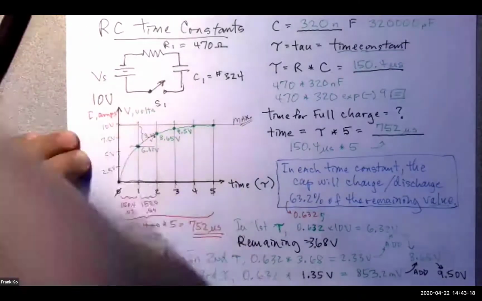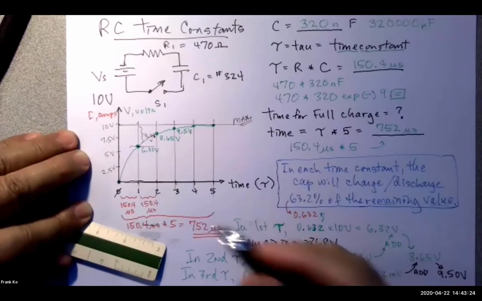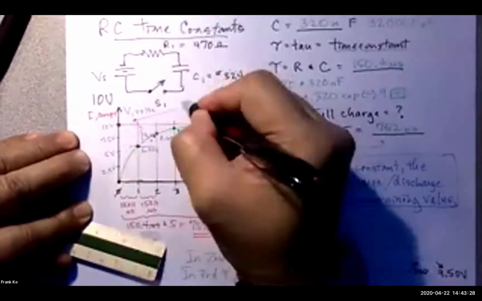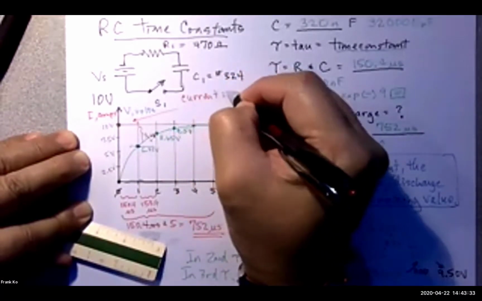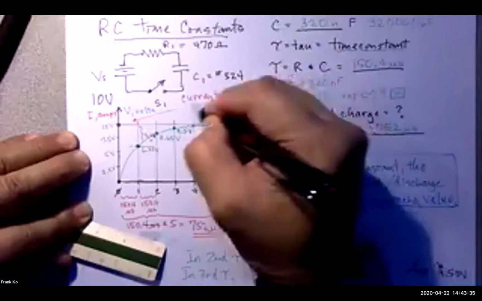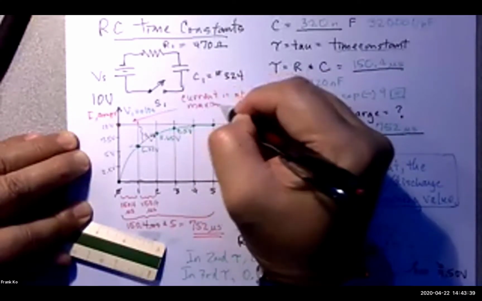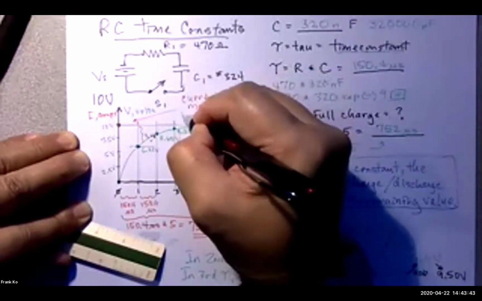What does this look like for current? Current is at maximum at the very beginning. I'm going to put a red dot for current. I'm going to write over here: current is at maximum at the beginning.